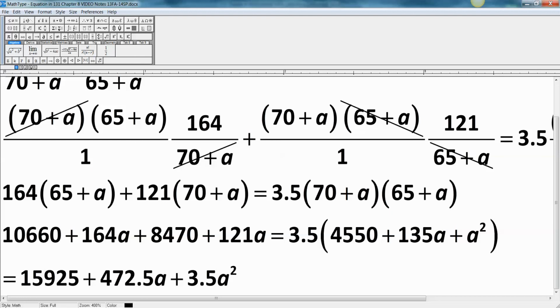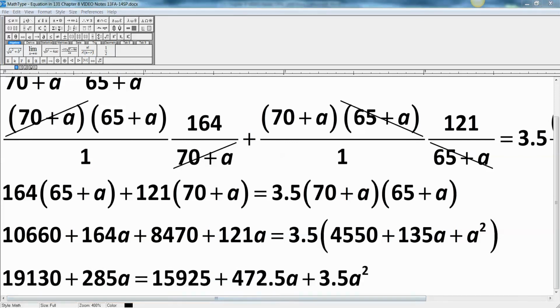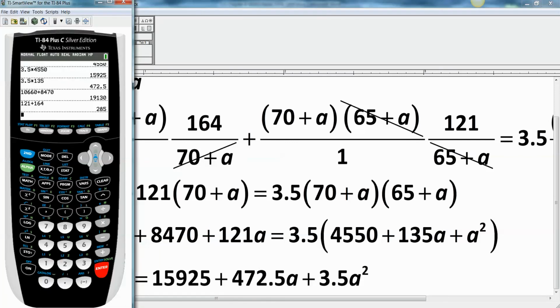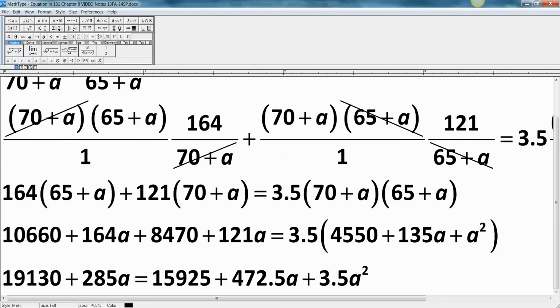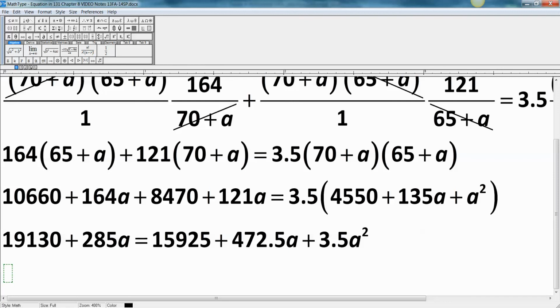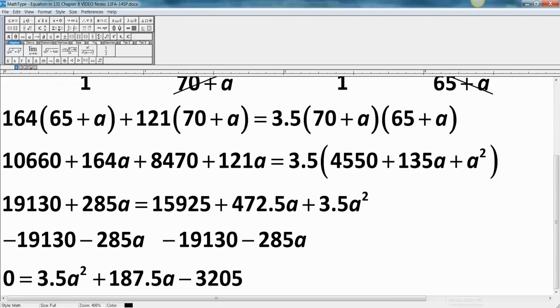Over here on the left-hand side, I'm going to combine like terms. Find out what 10660 plus 8470 equals, and the other two. One sec. There we go. From my calculator, I get 19130 and 285. So that goes over here. Now this is a quadratic. See it right there? And the way to solve a quadratic that's this messy is to get it all on one side set equal to 0. So one sec. There we go.